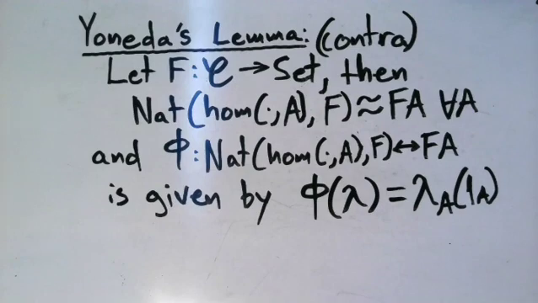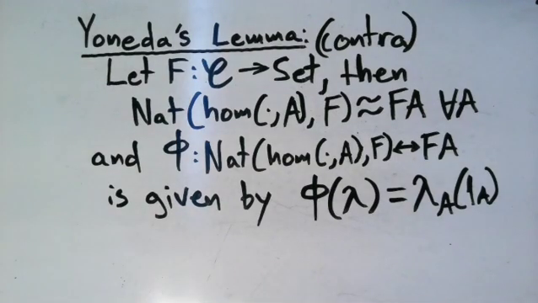So let f be a functor from a locally small category C to the category of sets. Then the set of natural transformations going from the contravariant home functor for any object A to our functor f is isomorphic to the set f of A. Moreover, we can actually explicitly define the bijection between these two. So not only do we know that there's a bijection, but we can actually define it, and it's given by the expression on the bottom. So phi of a natural transformation lambda is just going to be associated with whatever lambda A, the A component for lambda, assigns to the identity morphism on A. That will be the object in f of A that we are associating that natural transformation with.